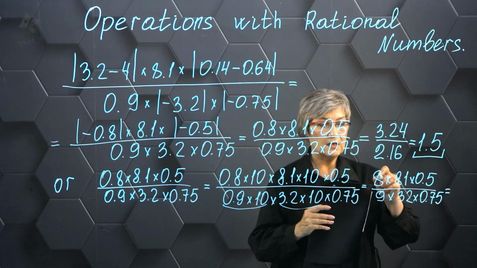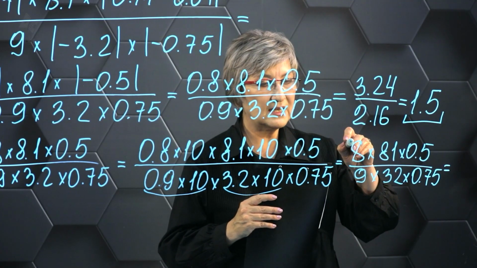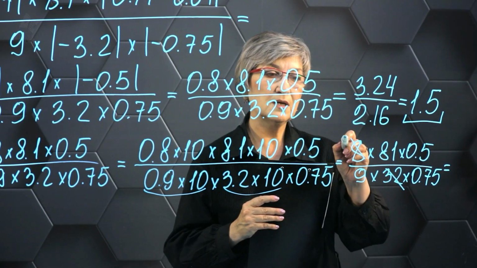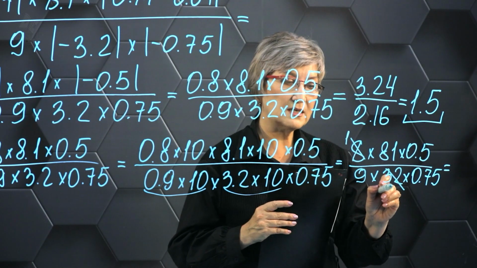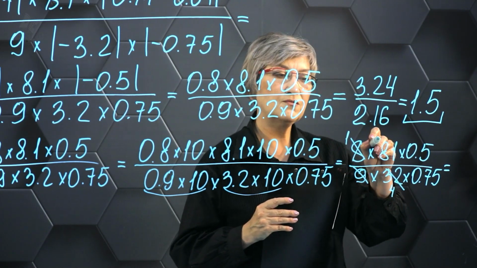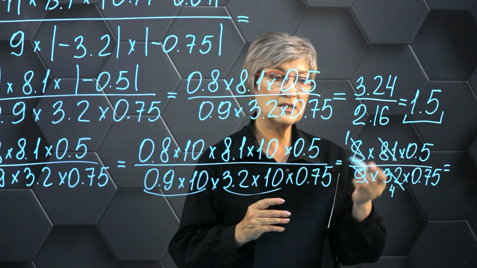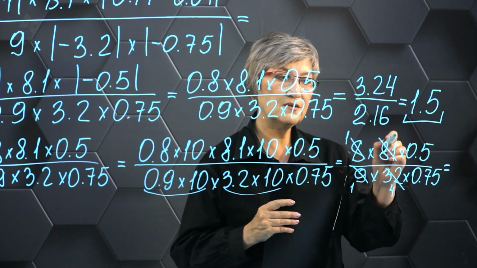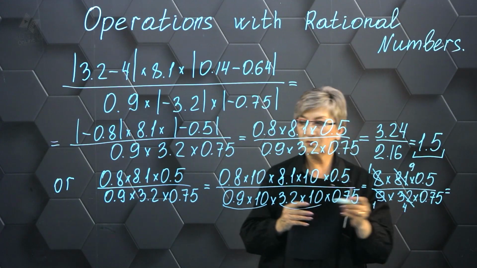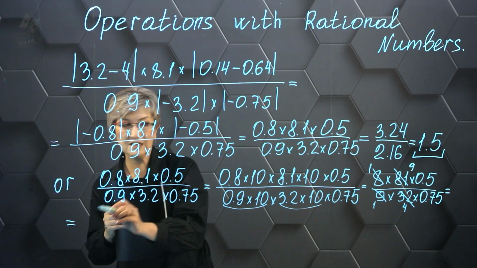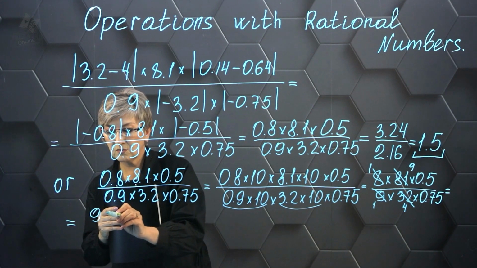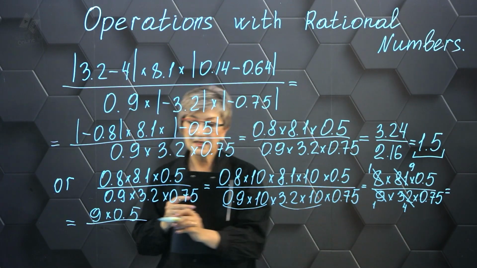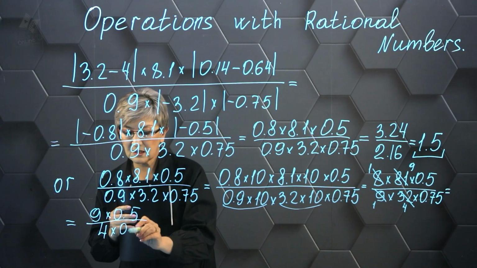As a result, in the numerator and in the denominator, I can divide 8 and 32 by the number 8. In the numerator it is 1, in the denominator it is 4. I can also divide 9 and 81 by 9. 9 divided by 9 is 1, 81 divided by 9 is 9. And then I have the following product: 9 times the number 0.5, and in the denominator 4 times 0.75.